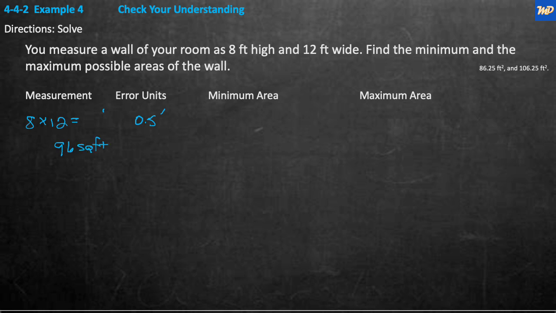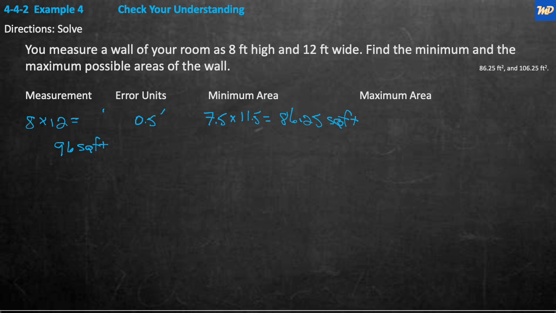Okay. So now, what is the minimum area? Well, the minimum is this 1/2 a foot taken from each one of these measurements. So it's going to be 7.5, that's a 1/2 foot removed from the 8, times 11.5, which is a 1/2 a foot removed from the 12. And that equals 86.25 square feet. Okay, that's the minimum.